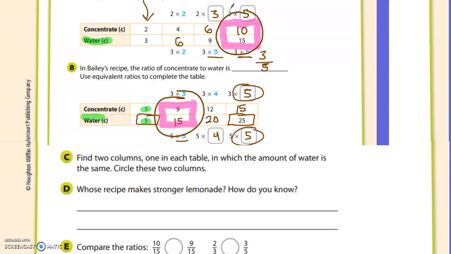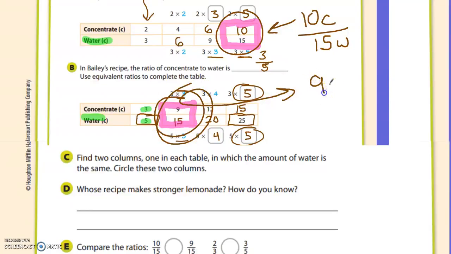And so that helps us with question D, which reads, whose recipe makes stronger lemonade, and how do you know? Well, since both recipes have 15 cups of water, the stronger lemonade would be the one with the more concentrate. And so if Anna's, I'll point to the table up here, if Anna's has 10 cups of concentrate for 15 waters, and if Bailey's has 9 cups of concentrate for 15 waters, well, 10 is slightly more than 9. So who makes a stronger lemonade? It's Anna.